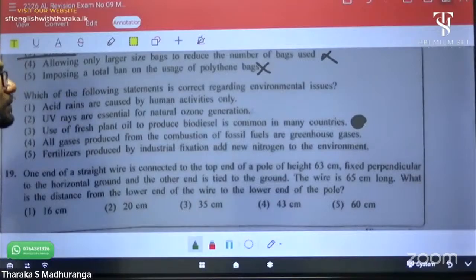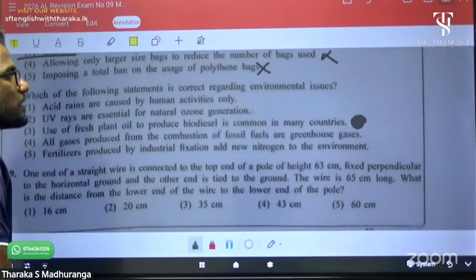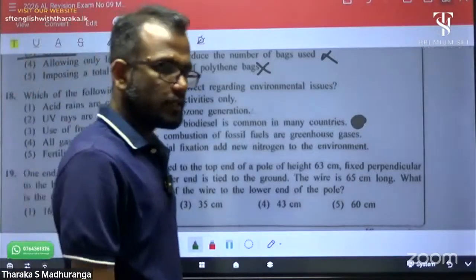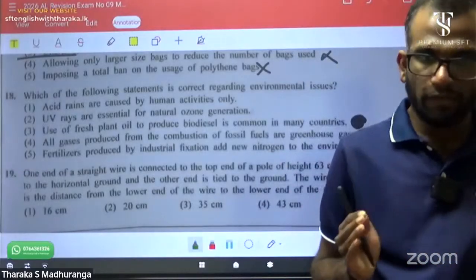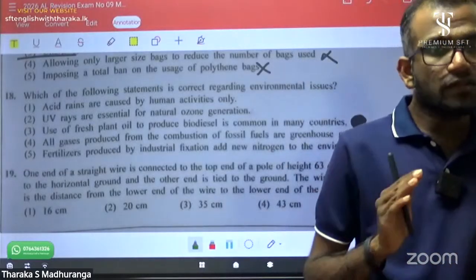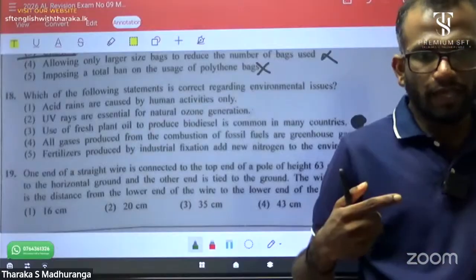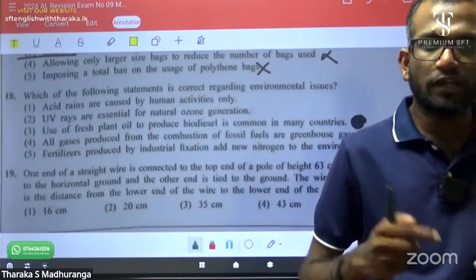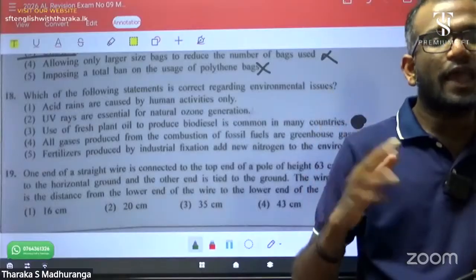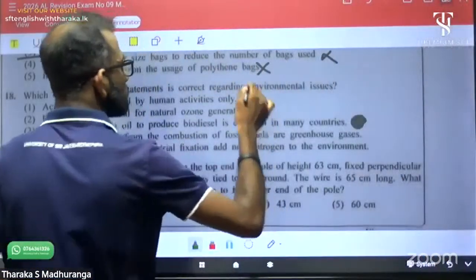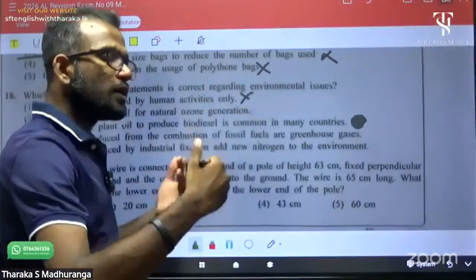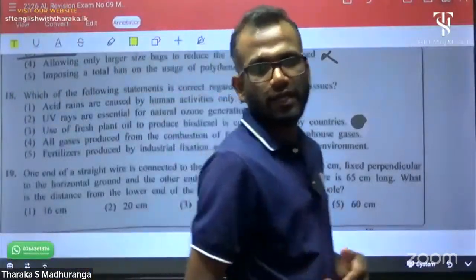Correct regarding environmental issues. Acid rains are caused by human activities only? No. Acid rains are enhanced by human activities, but acid rains are caused by natural scenarios as well. Natural scenarios are when some acidic gases are released to the environment. Not only human involvement, but due to human involvement, it is enhanced.